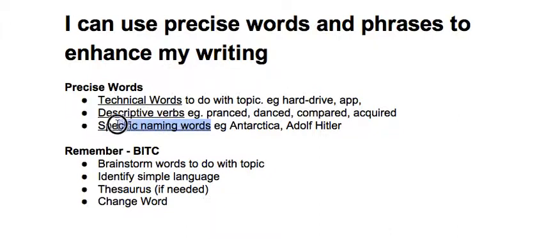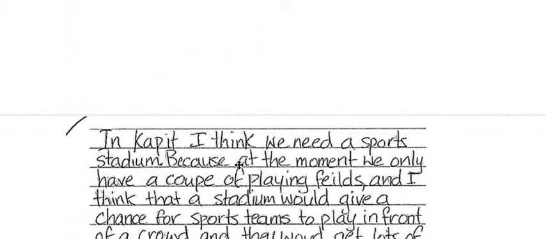And the last one is specific naming words, like Antarctica, Adolf Hitler. These tend to be names of people and places. Now, before we go into strategy, let's just take a look at some examples.